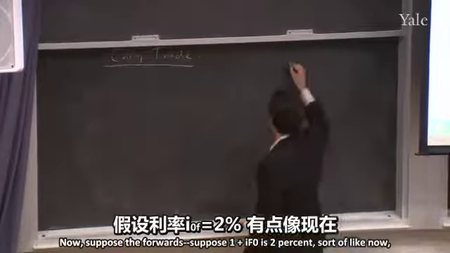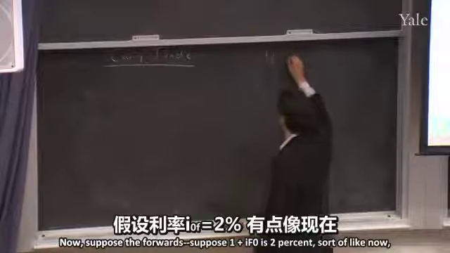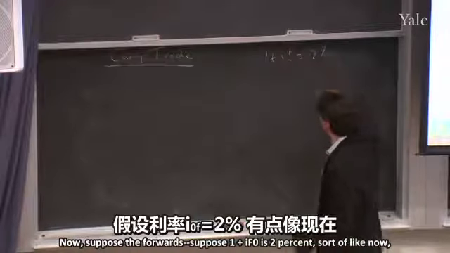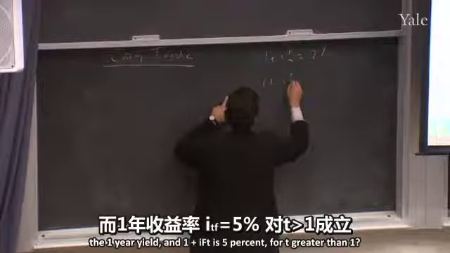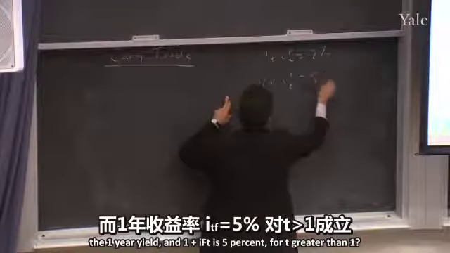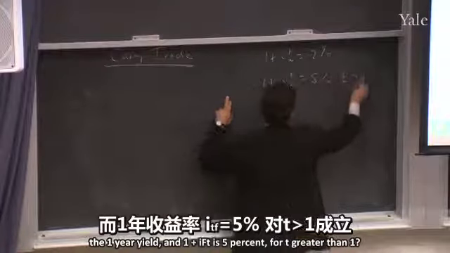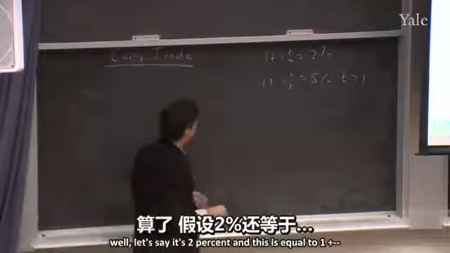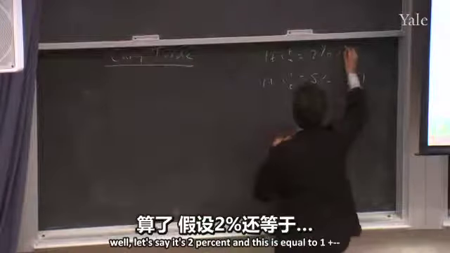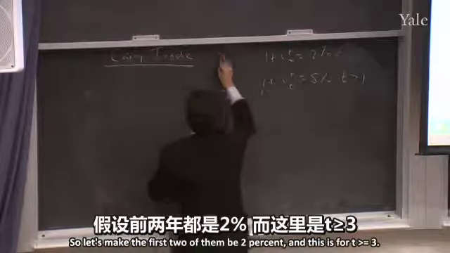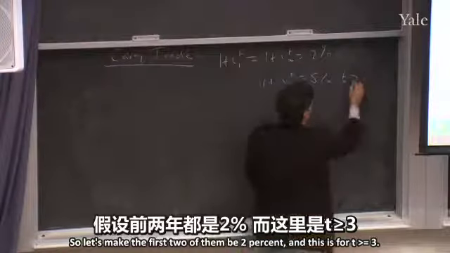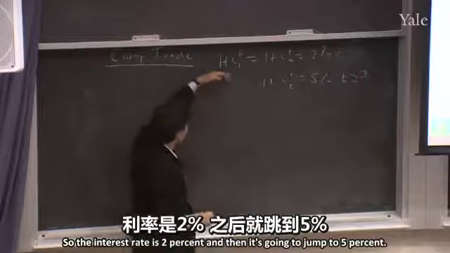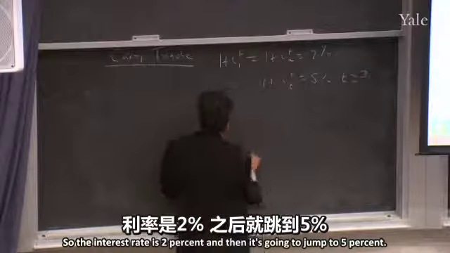Now suppose the forwards: suppose 1 plus f0 is 2%, like now, the 1-year yield, and 1 plus fT is 5% for t greater than 1. Okay, so if you have a 1-year bond, it's going to pay 2%. Let's make the first two of them be 2, and this is for t greater than or equal to 3. So the interest rate is 2%, and then it's going to jump to 5%.